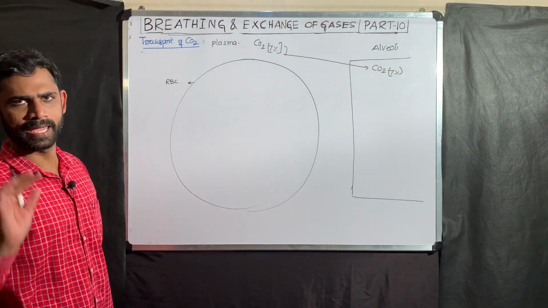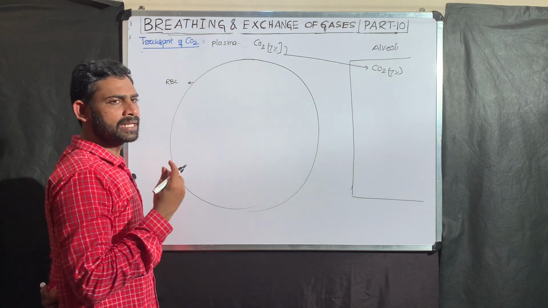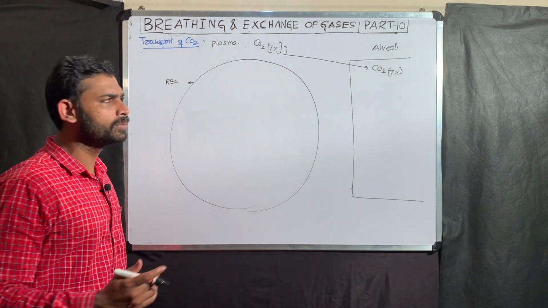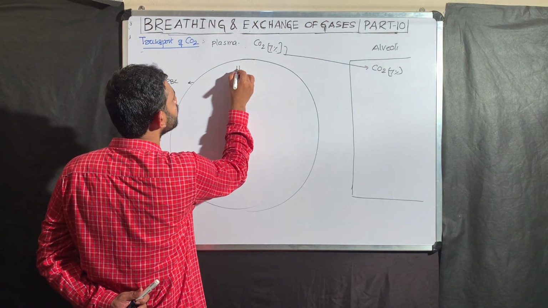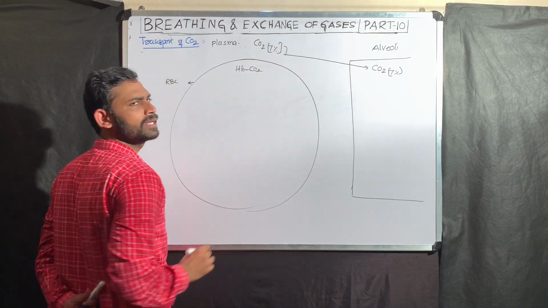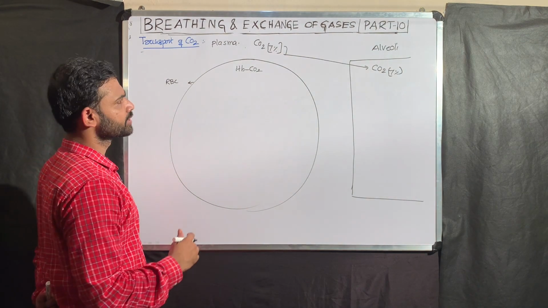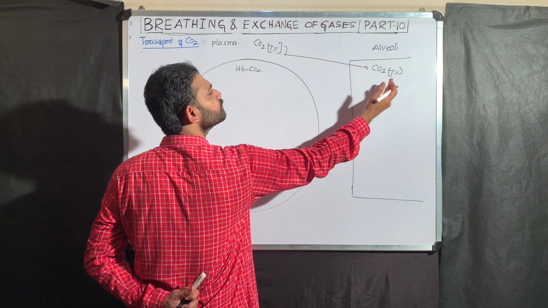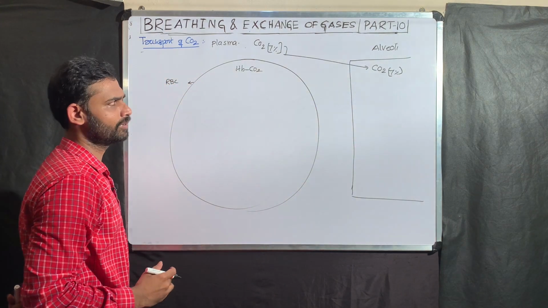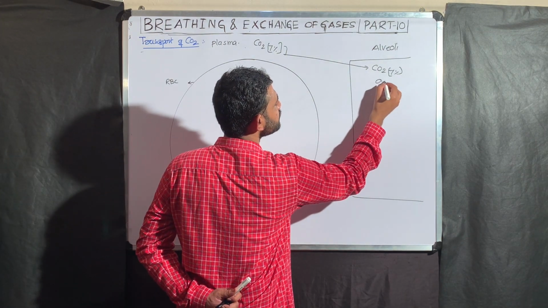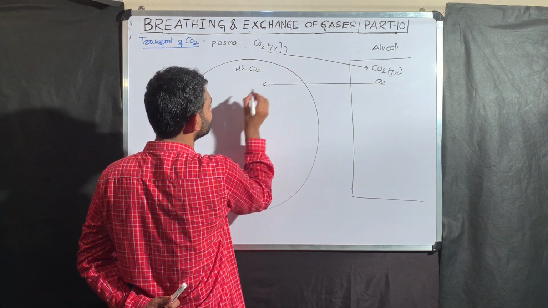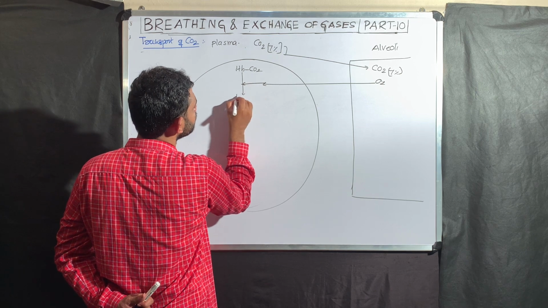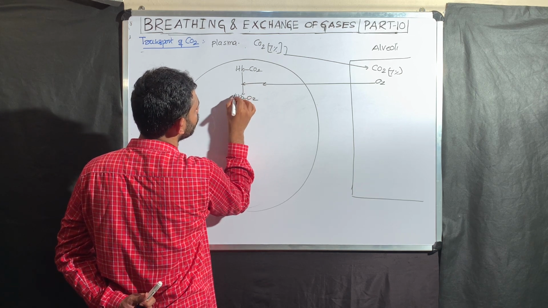Okay, 7% came out. Next one, the remaining 23% of the carbon dioxide is combined with the hemoglobin. That is carbaminohemoglobin, HbCO2. Correct? In this situation, when carbon dioxide is entering into the alveoli, simultaneously oxygen is moving from the alveoli to the RBC. What is happening? Oxygen enters here. That oxygen combines with the hemoglobin. Then HbO2, oxyhemoglobin.